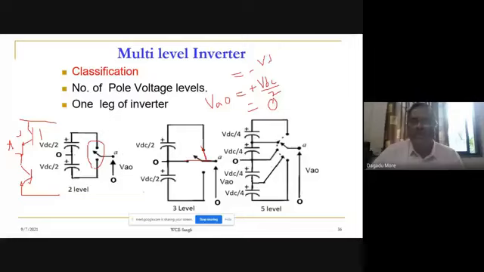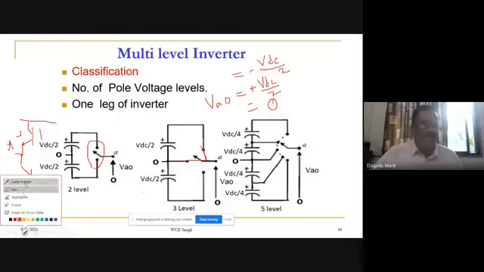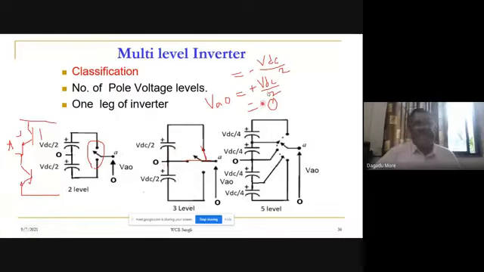So here, how many levels does the pole voltage have? Here the pole voltage has 3 levels. What are these 3 levels? VAO is plus VDC by 2, minus VDC by 2, and 0. These 3 levels, or switchings, we can obtain with the help of a number of IGBTs. For this we require maybe 4 IGBTs per leg, which we are going to discuss.